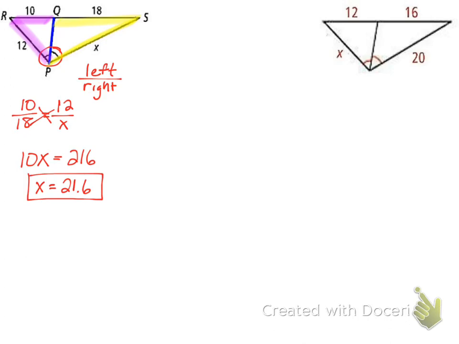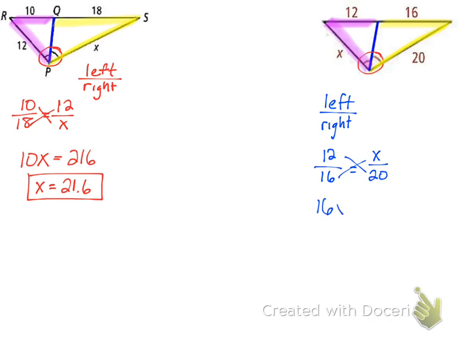The second one, last one, same thing. There's my angle bisector. This is the angle being cut in half. So again, I can go left over top of right. I've got this triangle proportional to this triangle. They're similar to each other. And so I can write it as 12 over 16, left over right, is equal to x over 20. Cross multiply and get 16x is equal to 240. Divide both sides by 16 and x is equal to 15.